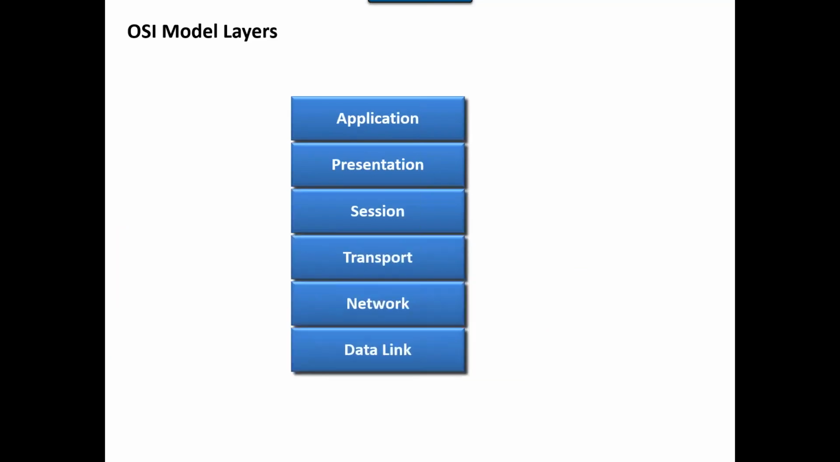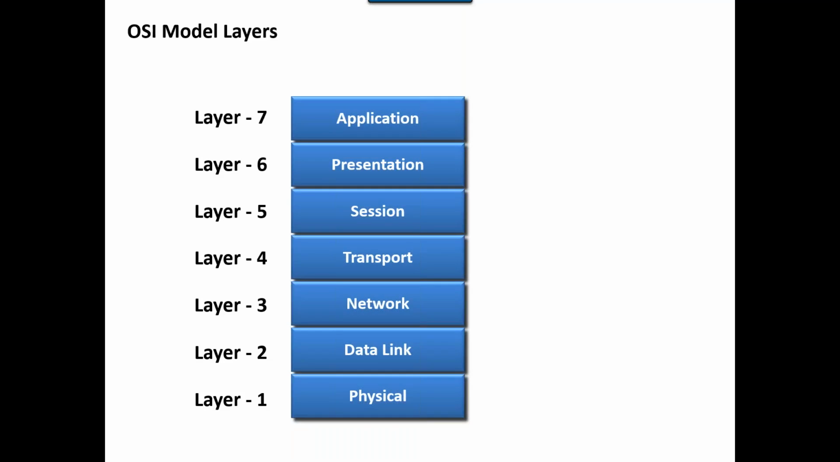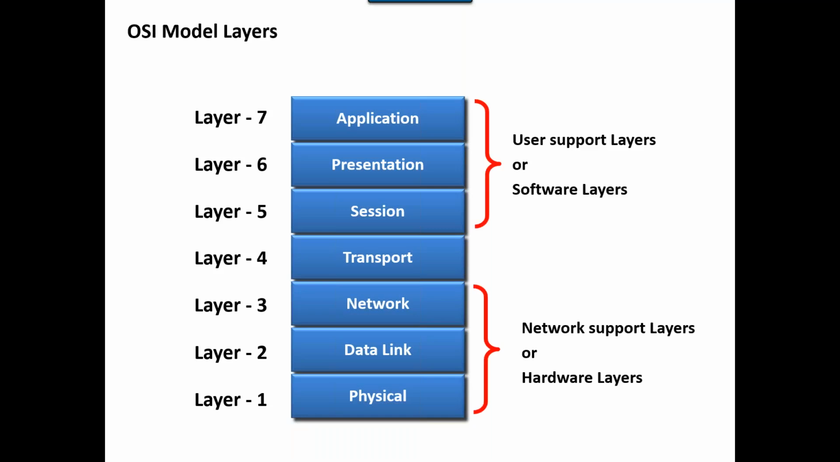OSI model layers are application layer, presentation layer, session, transport, network, data link, and physical. So here always numbering starts from bottom to top. First layer is physical, second data link, third network, fourth transport, fifth session, sixth presentation, and seventh is application. And here top 3 layers are called user support layers or software layers, and bottom 3 layers are called network support layers or hardware layers. And middle layer, transport layer, is core of OSI. This is the backbone for OSI. So these are the layers we have in OSI.